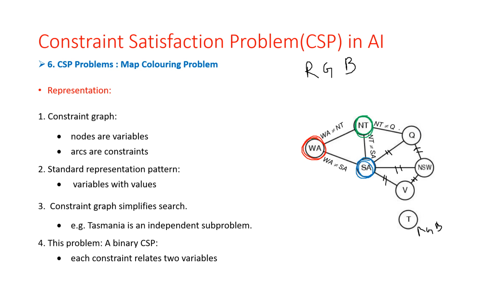So if we are talking about the Q node, which color is suitable for Q? See here, NT is not equal to Q, meaning for Q we cannot choose green color. SA is also not equal to Q, so for Q we cannot choose blue color either. But we can choose the red color because WA is not equal to Q, so this is not a constraint. WA's neighboring node is not Q, so we can choose the red color here.